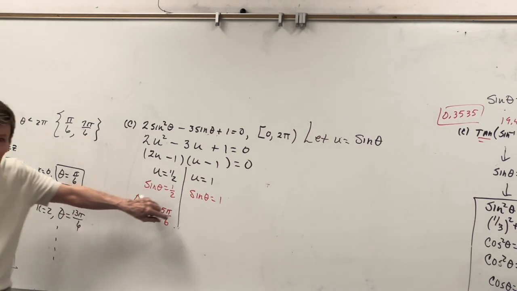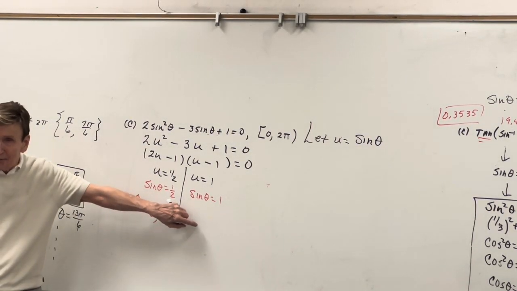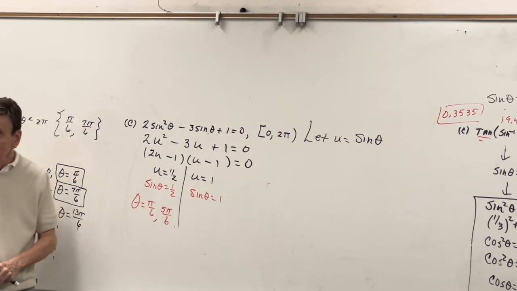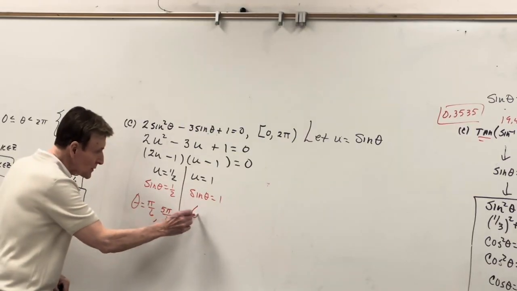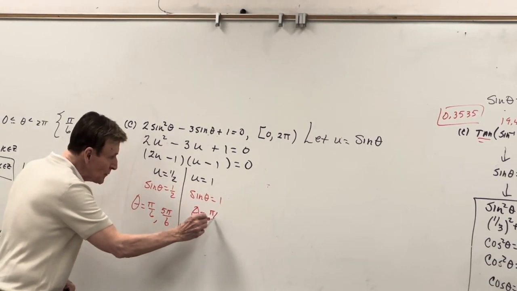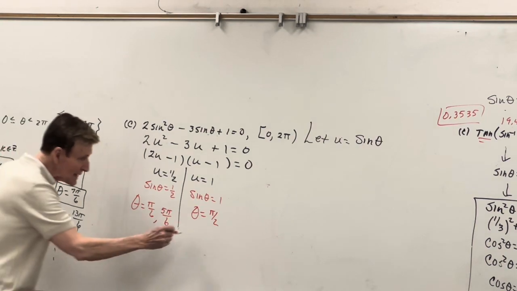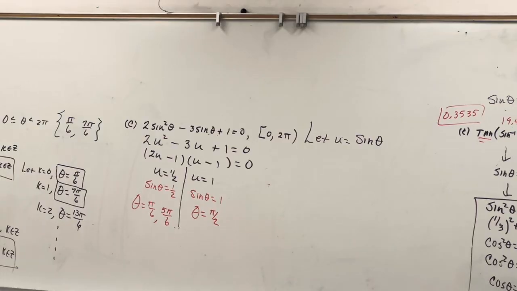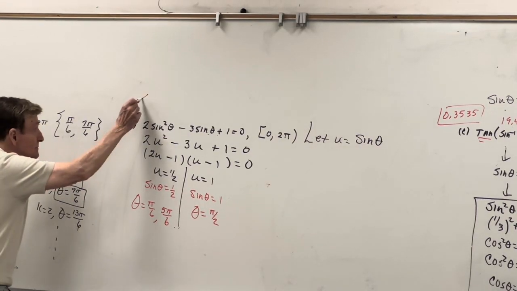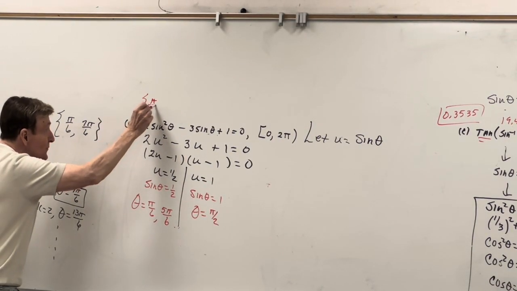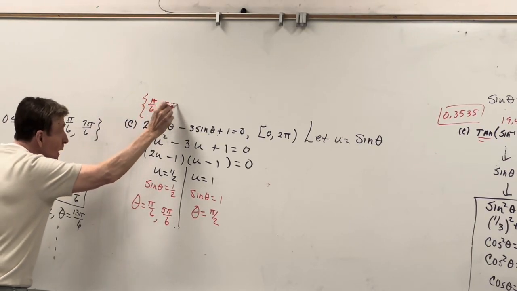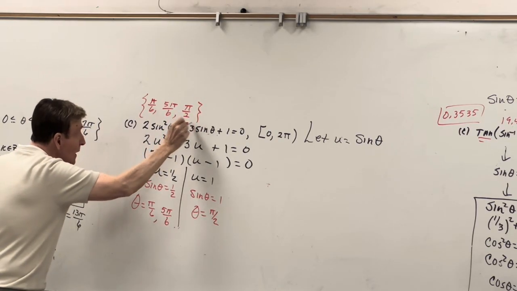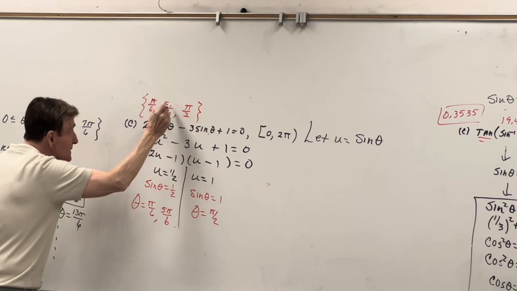Now this one, I think, if I'm not mistaken, there's only one answer. Where have you seen sine, the y coordinate on the unit circle, equal to 1? 90 degrees is the only spot where you have seen the y coordinate to be a 1. And those are my answers: π/6, 5π/6, and π/2. That would be it.